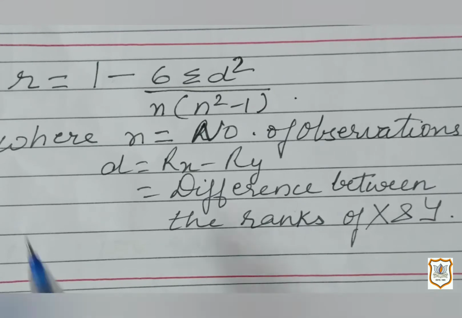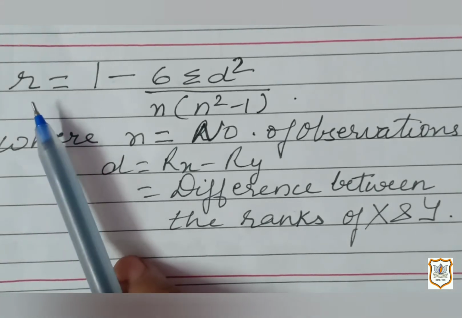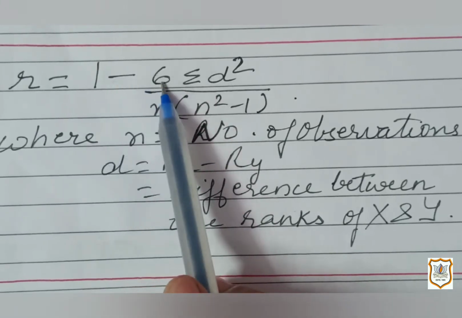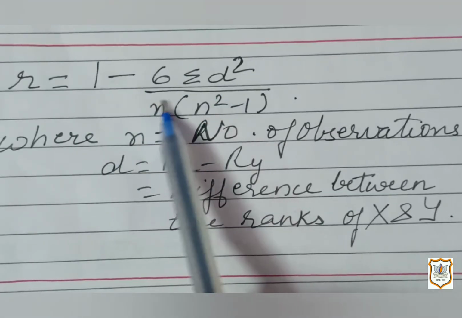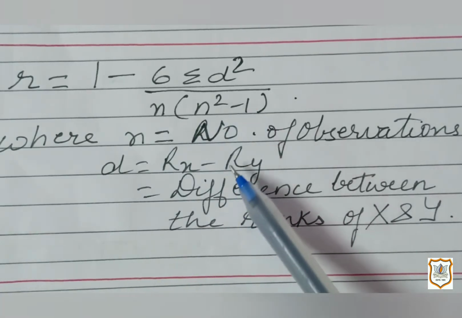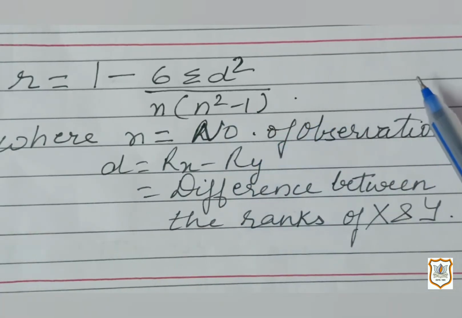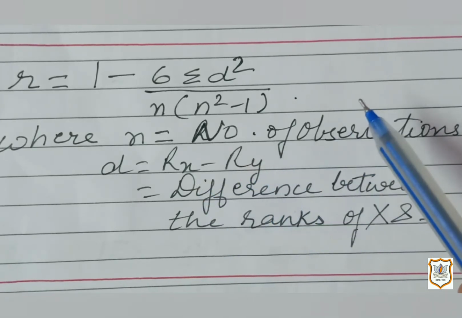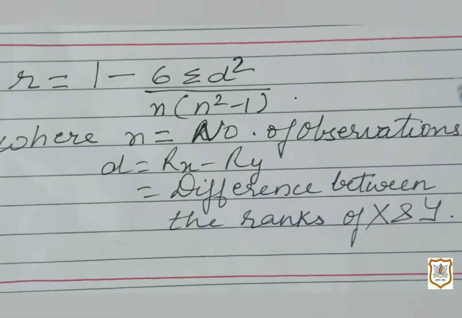The formula for the rank correlation coefficient is given by R is equal to 1 minus 6 sigma d square divided by n into n square minus 1, where n is the number of observations and d is the difference in the ranks of x and y. That is, we will first give the ranks to the observations and then calculate the difference of the ranks given to them.